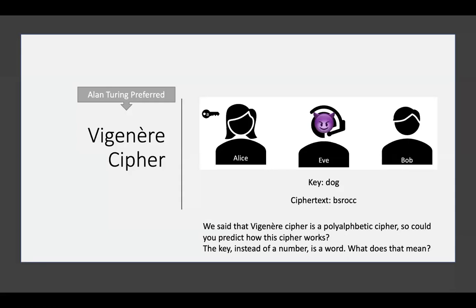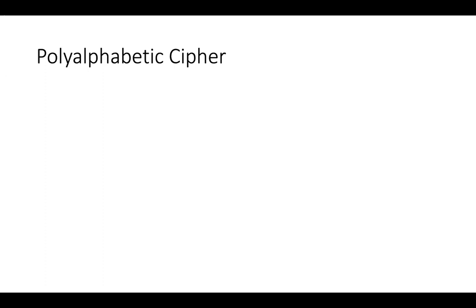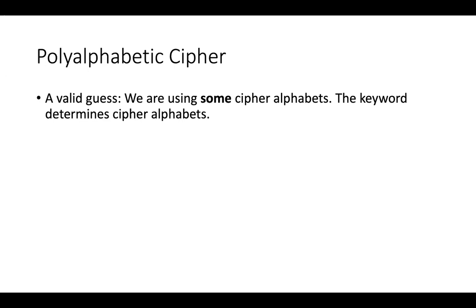The key in the previous example that we talked about might be E, because we're shifting the whole thing 4 units afterwards. So we might guess there are 3 cipher alphabets used in this system, and those cipher alphabets are determined by the keyword dog.